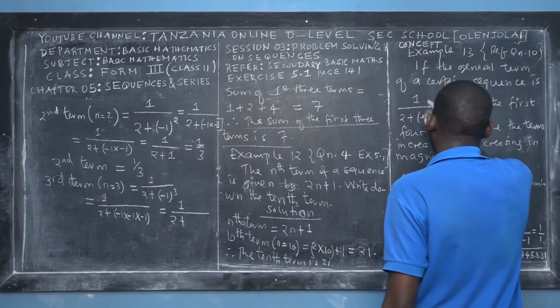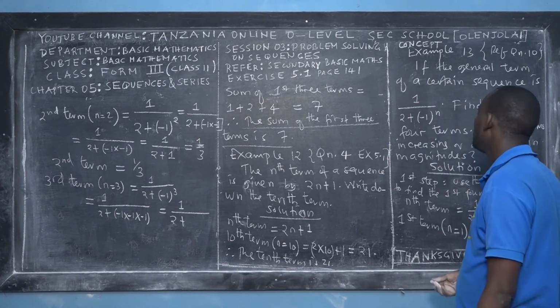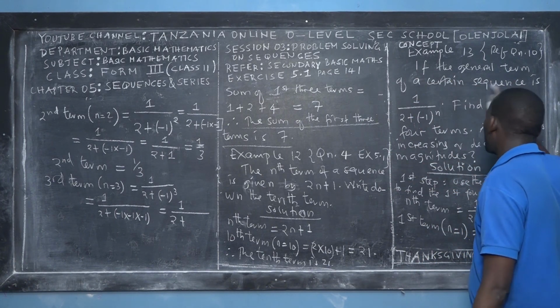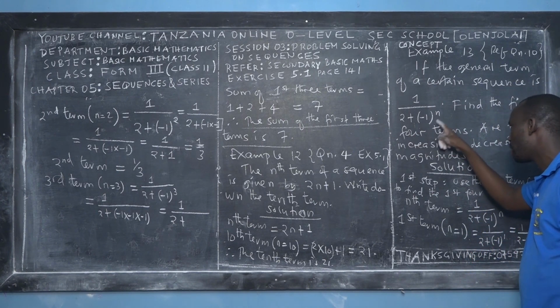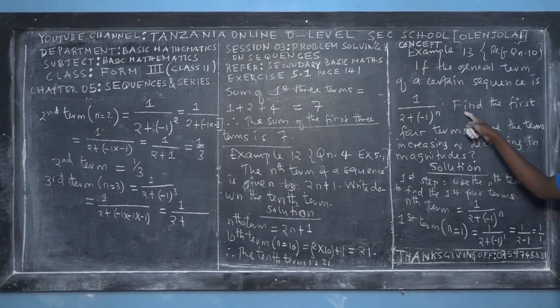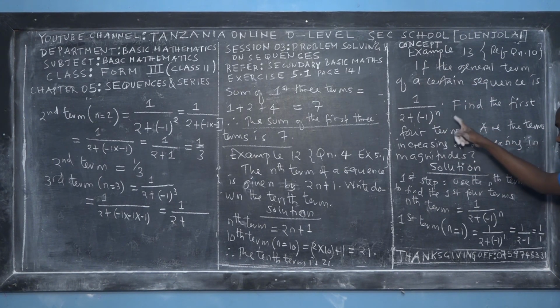So the question asks us, let us read the question, so that we solve it together. If the general term of a certain sequence is 1/(2 plus -1 power n), find the first 4 terms. Are the terms increasing or decreasing in magnitude? I say this question is conceptual because there is a first part and a second part. So how can we solve it?